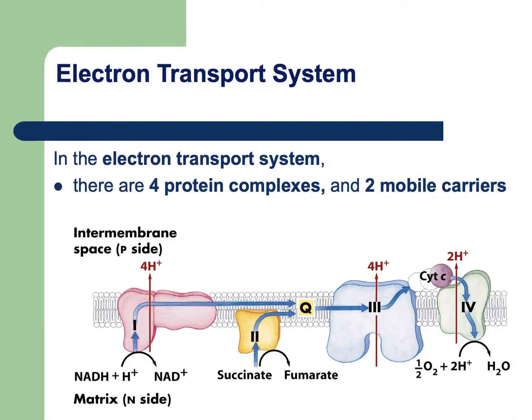This is a similar picture showing the electron transport system. I want you to highlight that there are 4 protein complexes. They are enzyme complexes, 1, 2, 3, and 4, depicted by Roman numerals. And then we have the 2 mobile carriers, Q and cytochrome C, which are not static. These are dynamic proteins. Q and cytochrome C can move, and they help transport the electrons from complex to complex.